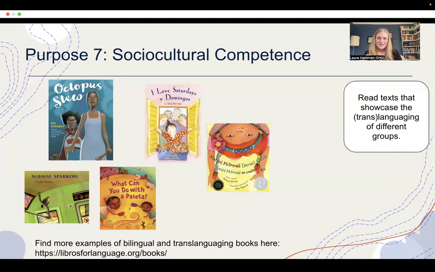And she's kind of navigating this space too of having a white American father and a Peruvian mother, and kind of what that means for her own identity. So great ways to think about supporting students' sociocultural competence.